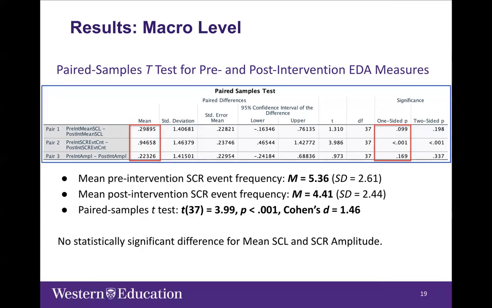regulate emotional reactivity. However, for the other 2 measures, mean SCL and SCR event amplitude, no significant differences were found between the pre- and post-intervention phases. That implies that while people may have reacted less often, their general baseline arousal and the intensity of those peaks didn't change much.